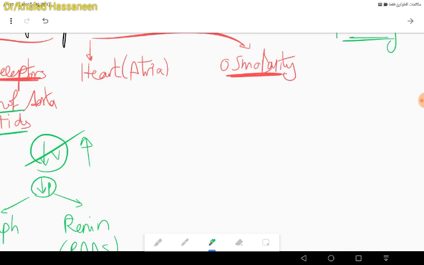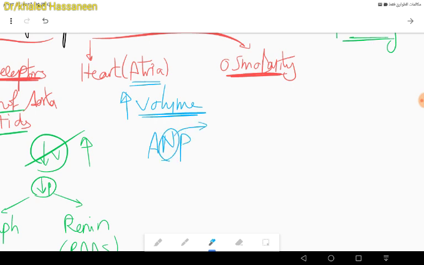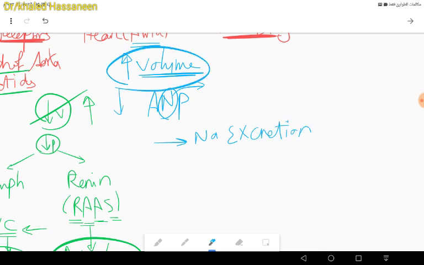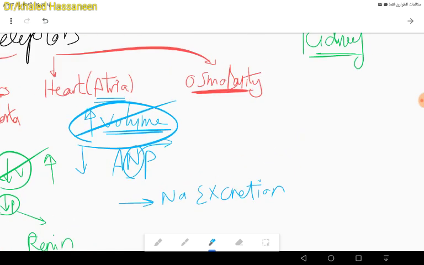As to the heart or the atria, they are stimulated by different mechanisms. When the volume is increased, the atria are stretched and they secrete a neuropeptide called atrial natriuretic peptide. And from its name, it enhances excretion of sodium. So atrial natriuretic peptide increases sodium excretion and hence decreases the volume of the blood. And when the volume of the blood is decreased, the problem is solved.